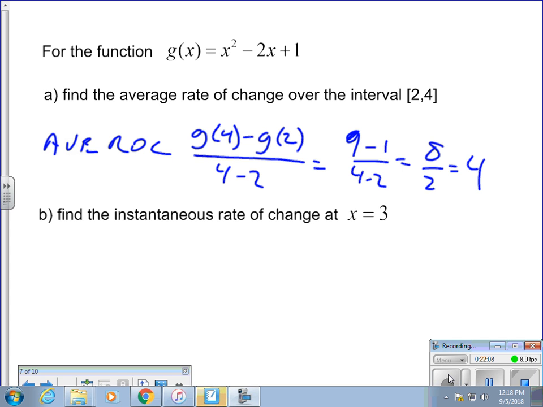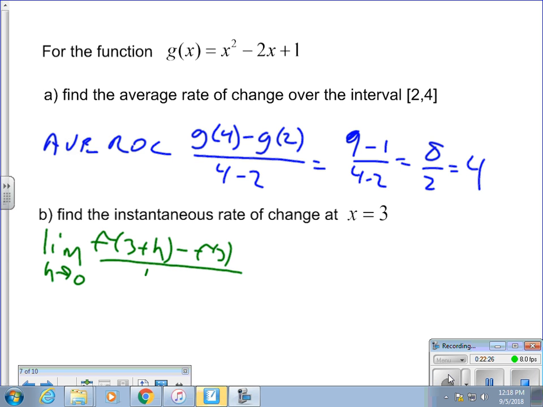Now, here comes the fun part. Woo! The instantaneous rate of change is the limit as h approaches 0 of f of 3 plus h minus f of 3 all over h. That's what you have to use to find the instantaneous rate of change. So you have to use that. I don't see that, you get 0, zip, zilch, nada.